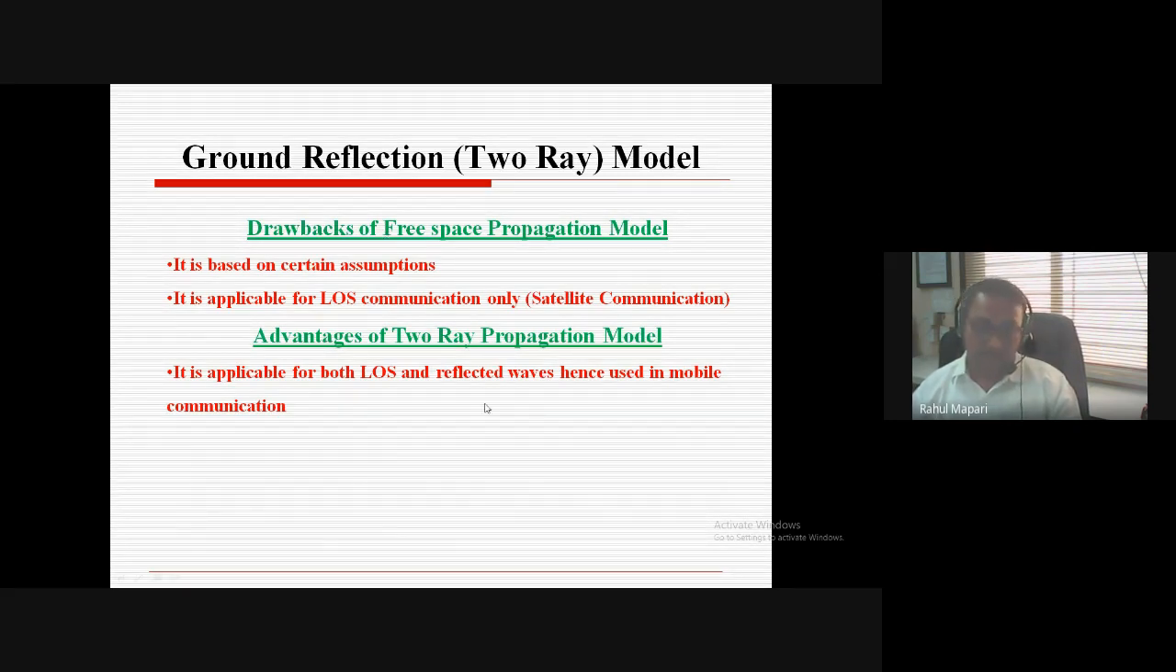The propagation model which is used for mobile communication is called the ground reflection or two-ray model. It is called a two-ray model. Okay, clear? Yes or no?